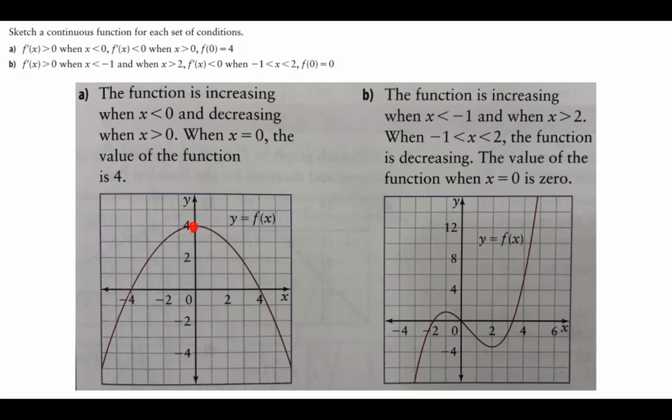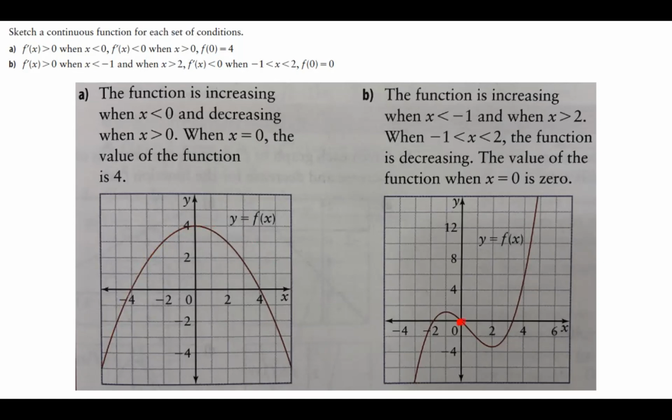And after x equals 0, the first derivative of this function is strictly less than 0. That means in the interval from 0 to positive infinity, this function is strictly decreasing, right? So we can sketch this function like this. And as to the second condition, first of all, we know f(0) is 0. That means this function crosses the origin point here, (0, 0).